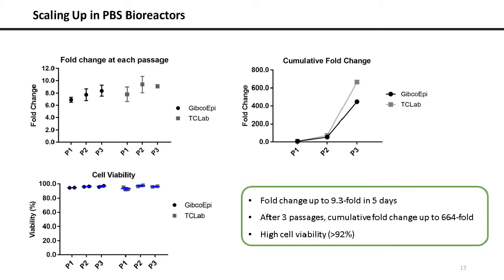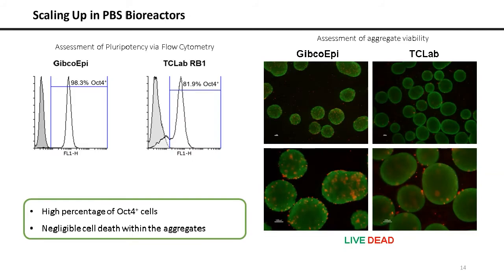Also, when checking cell viability, there was high cell viability with more than 92% of viable cells in every passage for both cell lines. And in this case, as we are working with aggregates, we also wanted to assess if the aggregates were indeed viable. So what we did was a live/dead assay where we could see that the majority of cells within the aggregates are live, and the cell death that we observe is not significant.